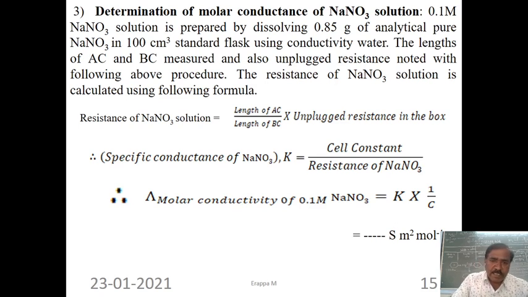Therefore, the specific conductance of 0.1 normal NaNO3, K, is equal to the cell constant divided by the resistance of NaNO3. The cell constant is from the first step, and the resistance of NaNO3 is from the second step, so you can easily calculate the specific conductance. Once the specific conductance is known, the molar conductivity of 0.1 molar NaNO3 is equal to K into 1 over C. You know the units of K and 1 over C, and the final unit is Siemens meter square per mole.